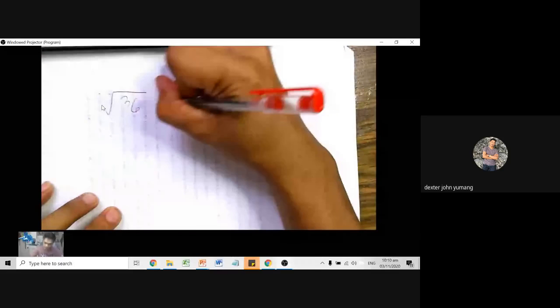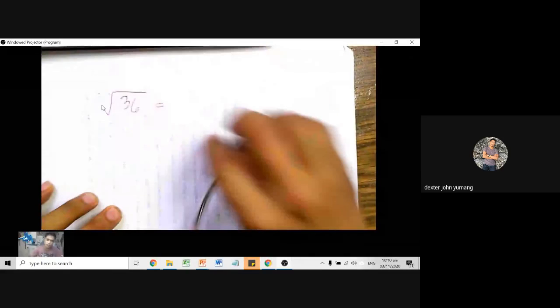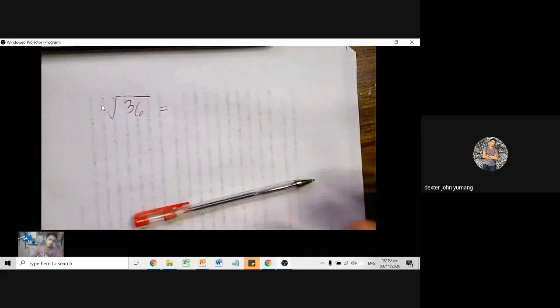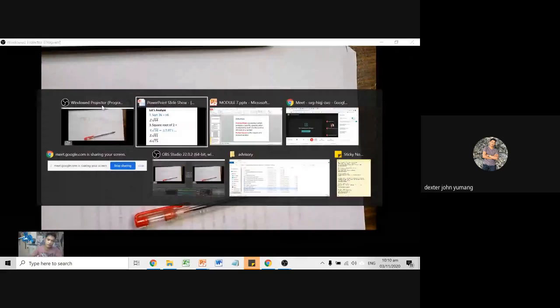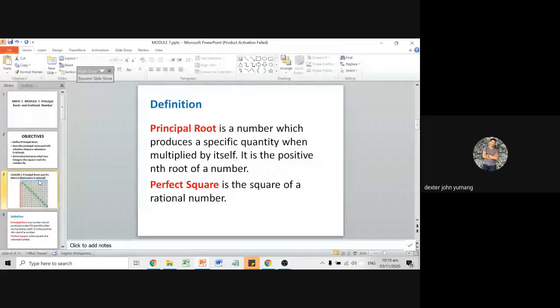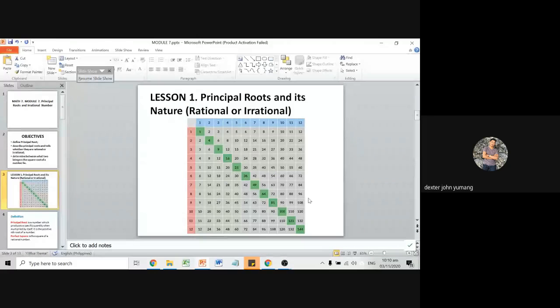Now, kindly look at the table in multiplication. Tingnan nyo, yung 36. Ano po yung i-multiply na number para makuha si 36? Kindly type on the chat box. Sabi po ni John, 6, tama. 6 times 6, Matthew, Carl, correct. Sabi po, 6 times 6 is 36.